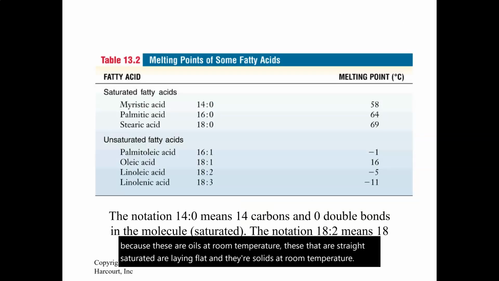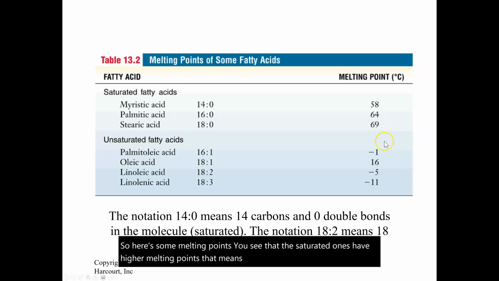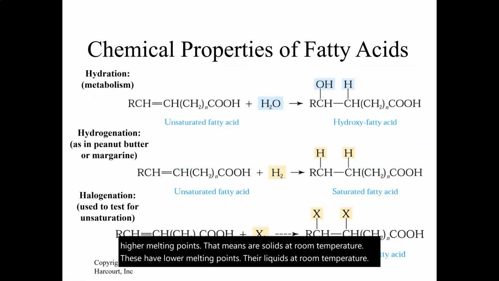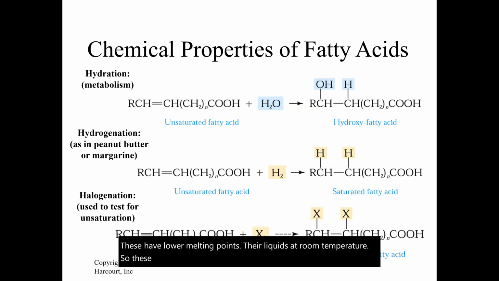So here are some melting points. You see that the saturated ones have higher melting points. That means they're solids at room temperature. These have lower melting points. They're liquids at room temperature. So these molecules, these fatty acids, can do chemical reactions.